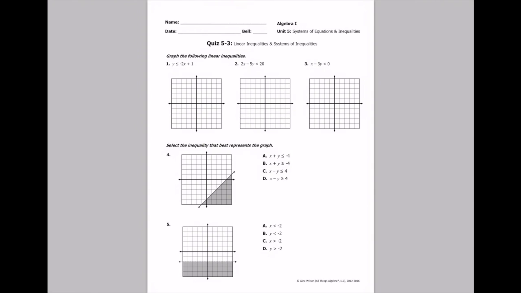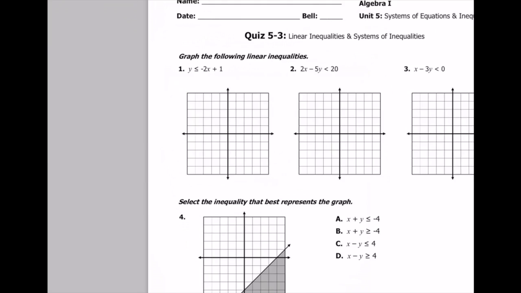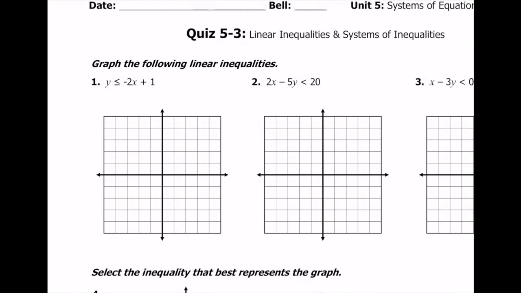Hello class, today we're going to do the quiz for Unit 8. Let's get started. So for the first three questions, we want to graph these linear inequalities. This one is already set up in y equals mx plus b form. The negative 2 is our slope, and the positive 1 is the y-intercept. So we can go ahead and graph it.